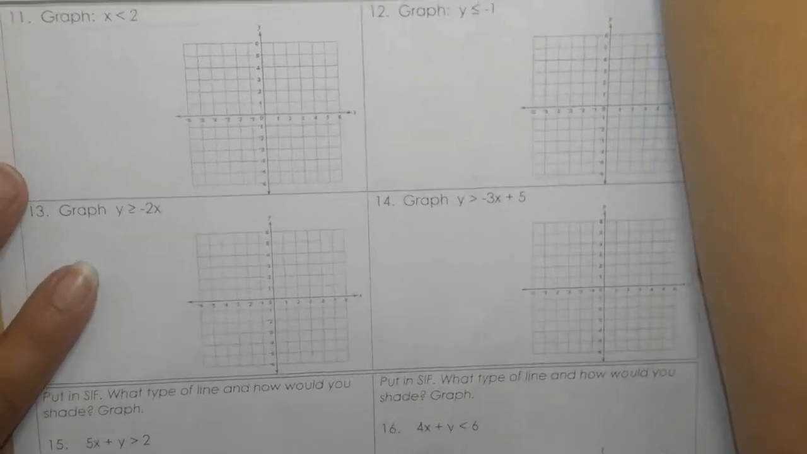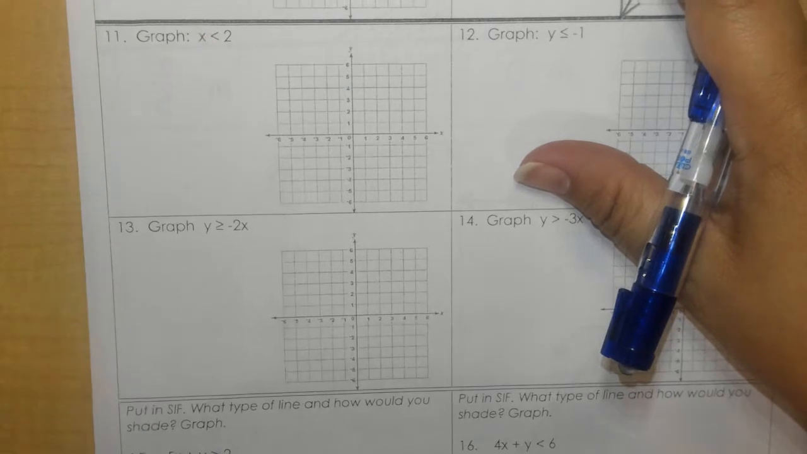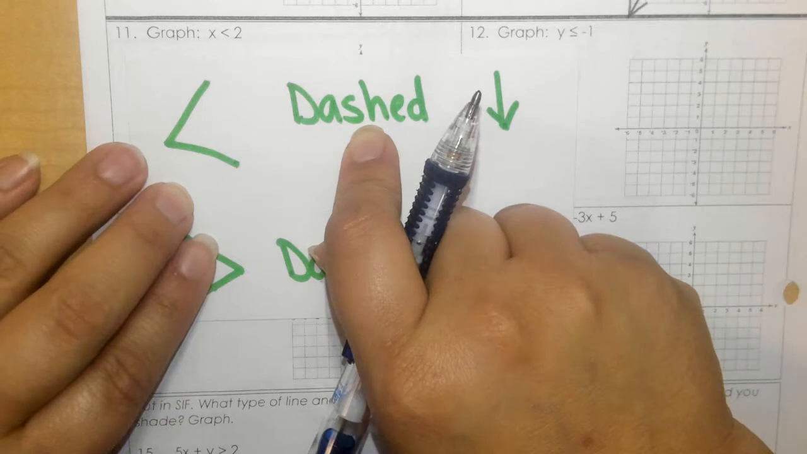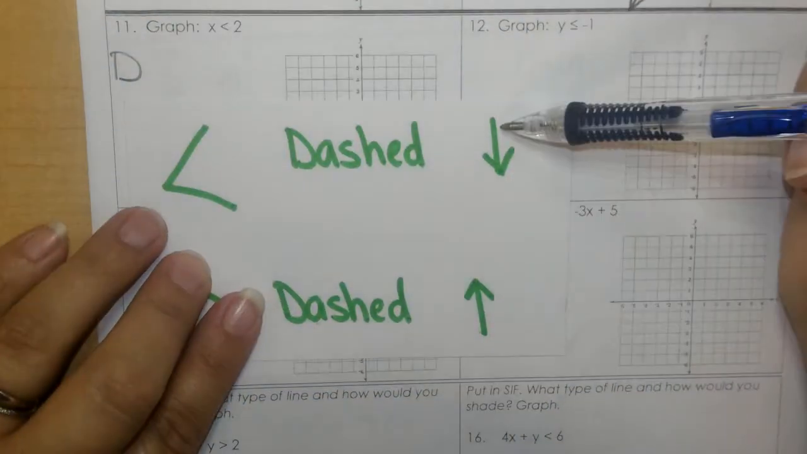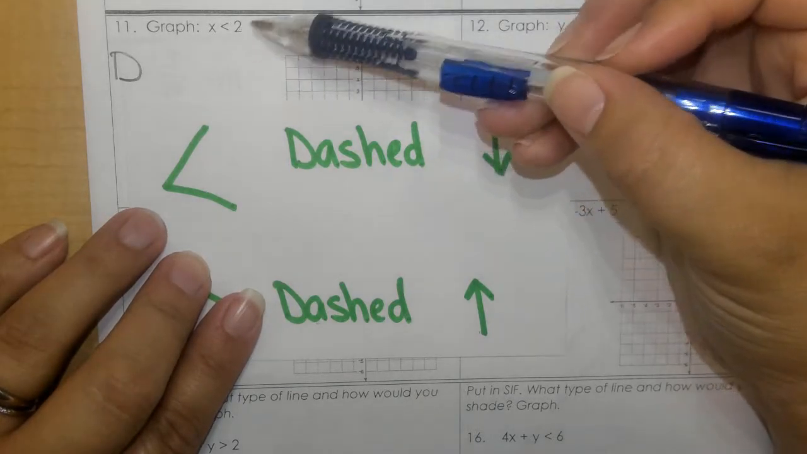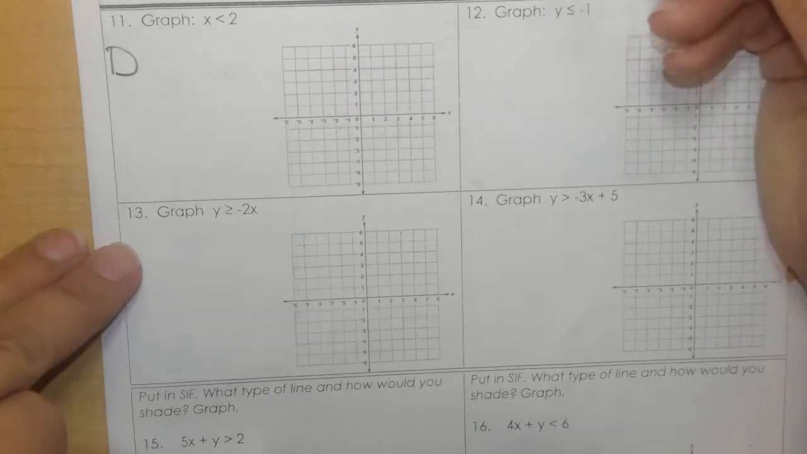Okay. So in number 11, I check out my inequality, which is a less than. Okay. And according to our chart, a less than is a dashed line. So I'll put D for dash. And it says that I need to shade down. The issue, though, is that I'm going to be drawing a vertical line. So we're going to get to the shading in just a second. Let's go ahead and graph.